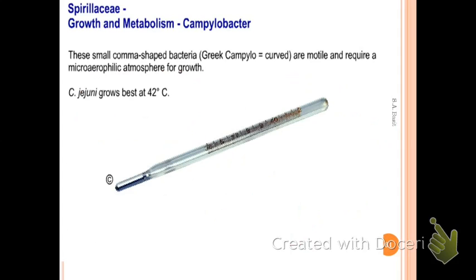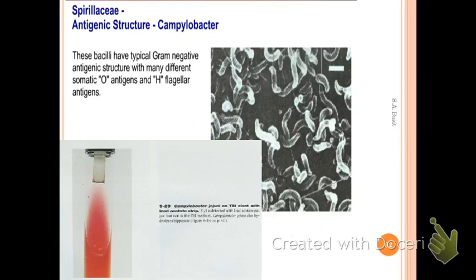Since they are small, comma-shaped, motile and require microaerophilic conditions for growth, it is also noteworthy to mention that the organisms grow best at 42 degrees centigrade. The antigenic structure is almost similar to Vibrio and other Enterobacteriaceae, but there are many O antigens and H flagellar antigens. Now, this is an example of TSI.